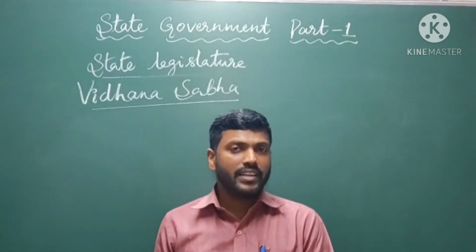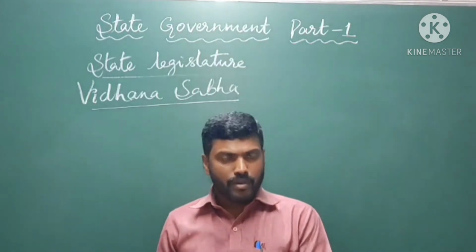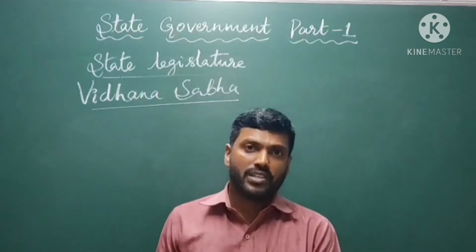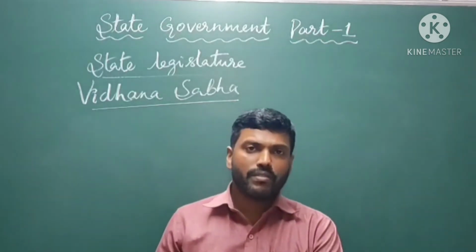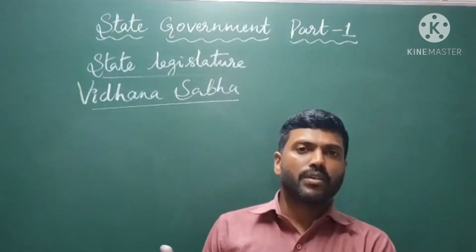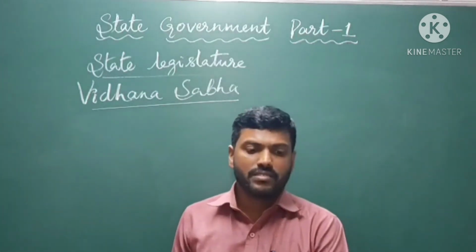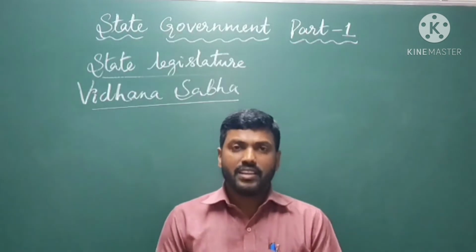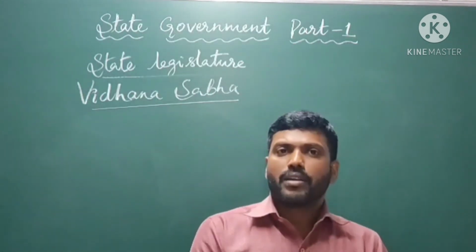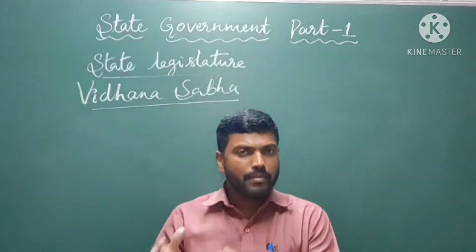What is the main indicator of that? The indicator of the number of members of the Vidhana Sabha of a particular state is the total population. If the population is more, the number of Vidhana Sabha members is more. If the population is less, the number of Vidhana Sabha members is less. That's all.